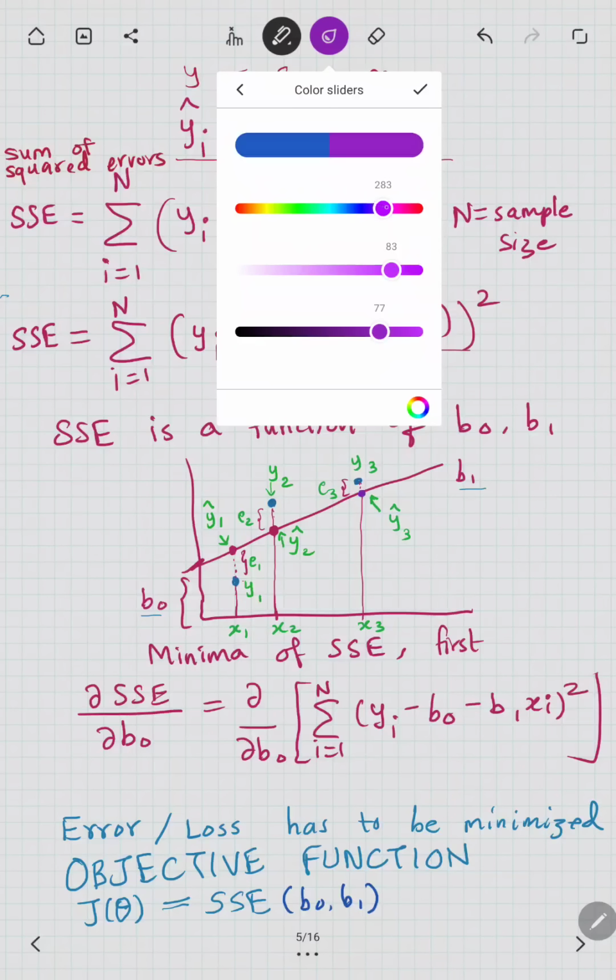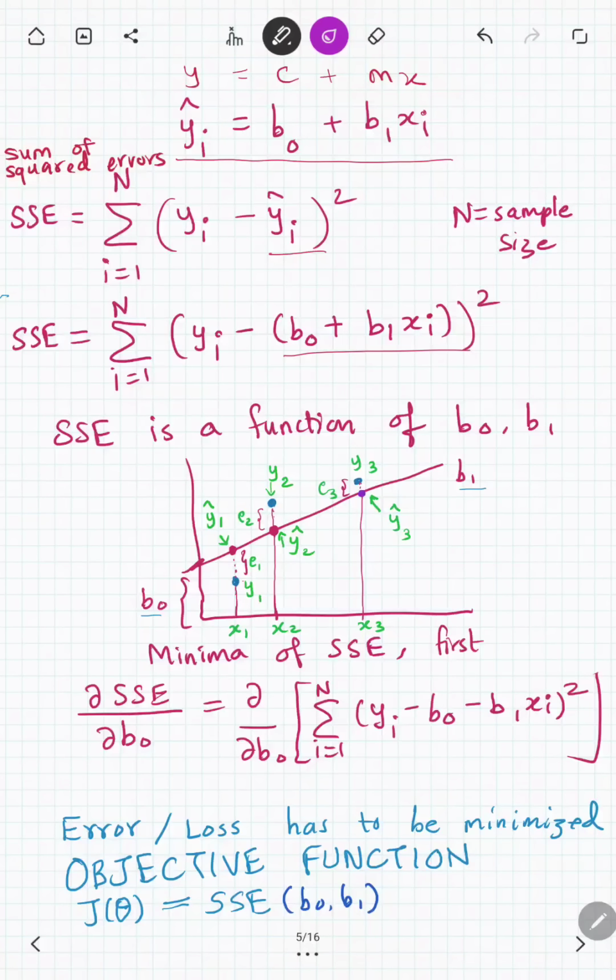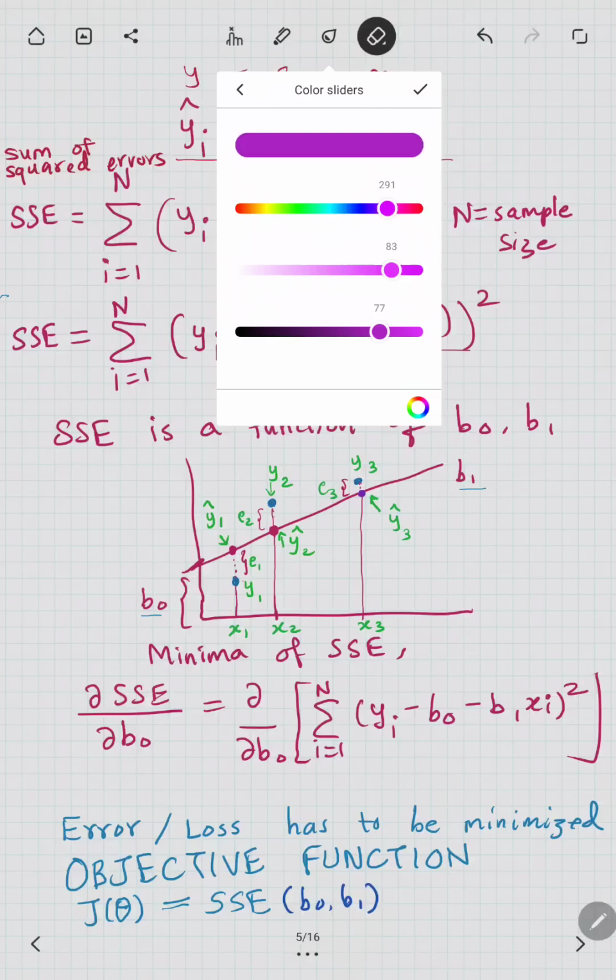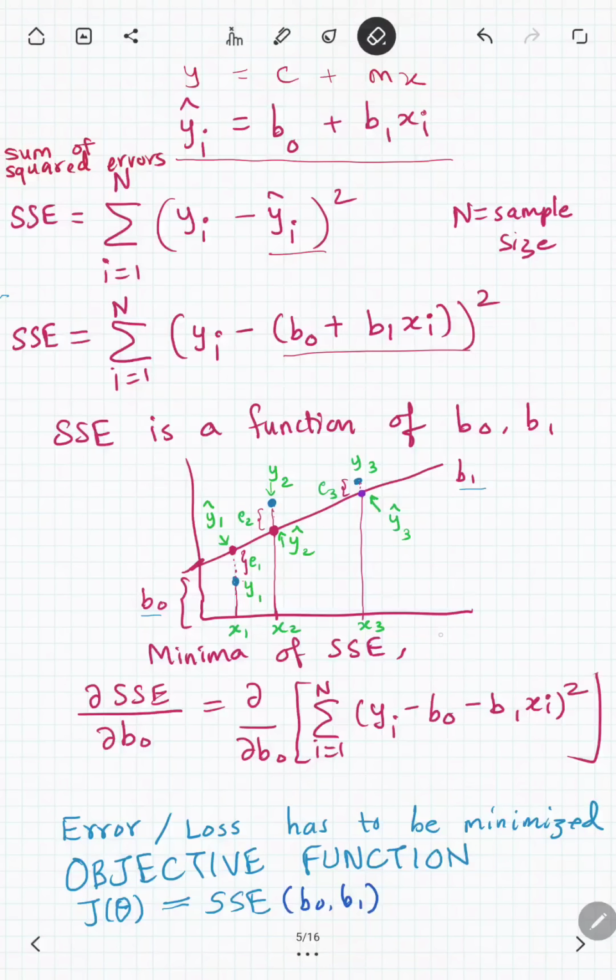So if you have studied calculus in your school days, how do you find the minima for a particular function? You basically find the first derivative, and you set it equal to 0.